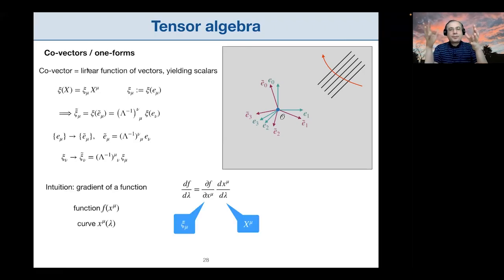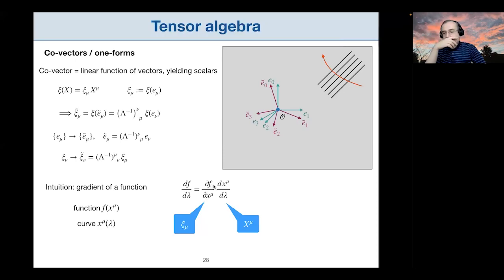The definition I propose here, that covectors are just functions of vectors, looks a bit abstract, but there is a nice geometric intuition behind them. The intuition is that covectors nicely represent gradients of a function. So imagine we have a function defined in our space-time, and we also have a curve defined by this red line here. The curve is parameterized. We would like to find out how the value of the function changes along this curve. So we calculate df over d lambda.